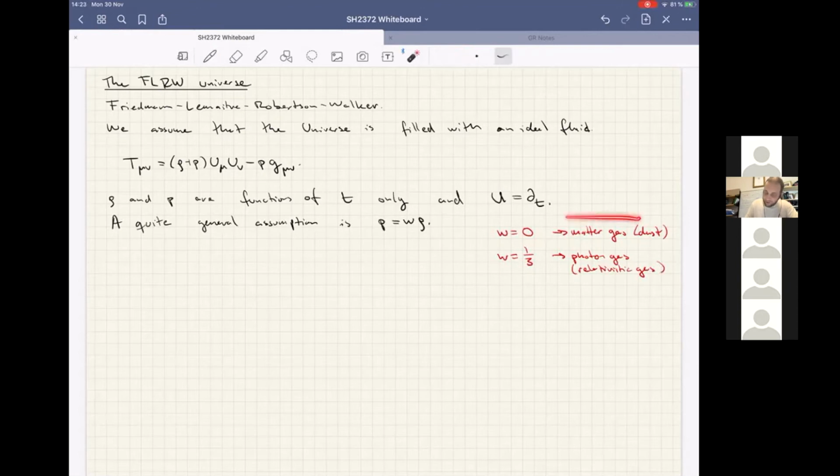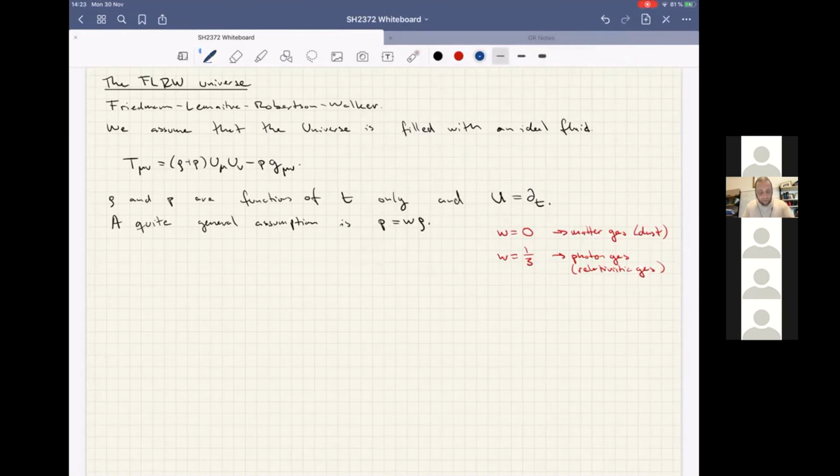So the first case here, w equals 0, corresponds to essentially having a cloud of particles spread all over the universe that is not moving very much, and there is no pressure. Whereas if we have a gas of photons or a gas where the particles have a kinetic energy which is much higher than their mass, so they're almost moving at the speed of light, then we have a pressure of 1/3 of the energy density. So that's a quite general assumption.